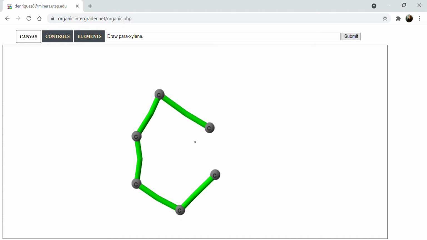Okay, paraxylene, so I know there's going to be 2 methyls attached to this benzene, and they're going to be para, so they're going to be opposite each other. One's going to be at the 1 position, and the other one's going to be at the 4 position. I'm going to add my double bonds before I add my hydrogens.